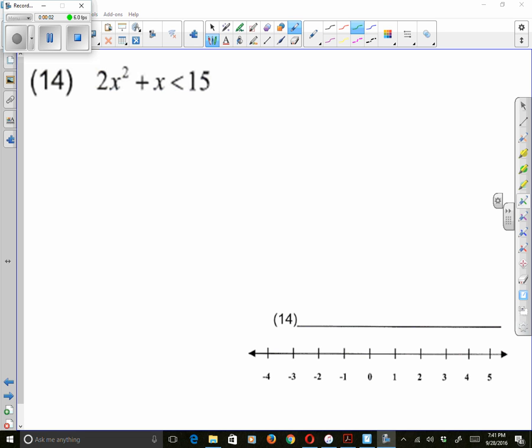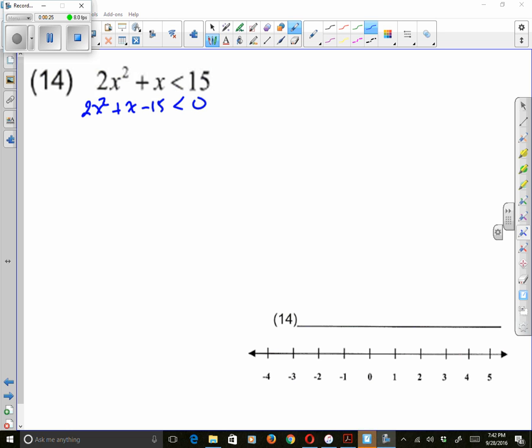All right, to graph the inequality here, it helps to know something about quadratic equations. If I rewrite this quadratic equation, setting it equal to 0, I get 2x squared plus x minus 15 less than 0. I know that that's a parabola that's facing up.